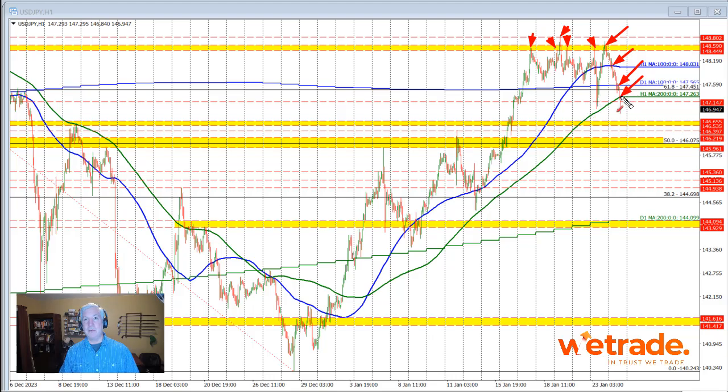And then the 200-hour moving average more recently, that break below the 200-hour moving average has seen increased momentum, and we're trading to the lowest level going back to last week. So the sellers are taking more control. The dollar yen is moving lower.